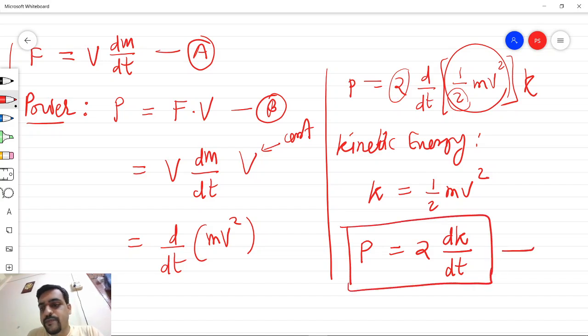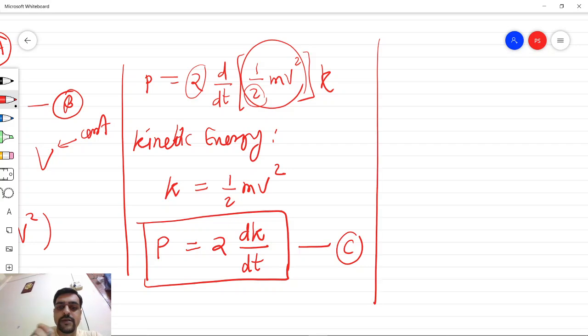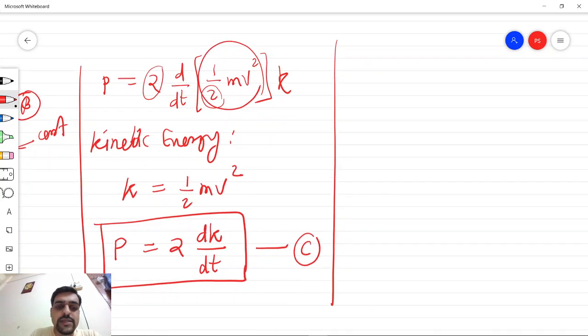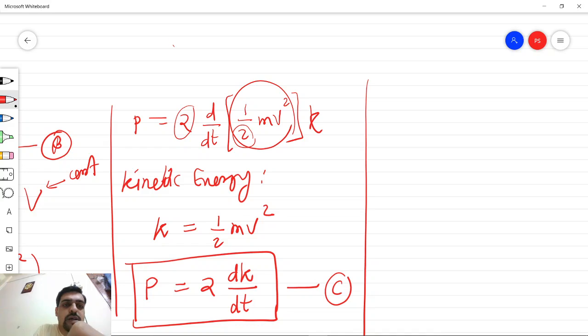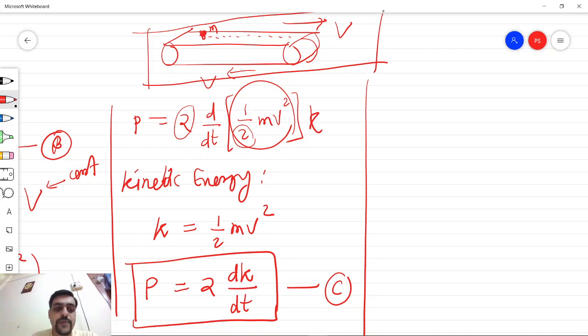And this expression is a bit tricky because if we compare this with the ordinary case where the mass is not changing or the mass is constant, remember that in case of a conveyor belt, which is moving with velocity v, the mass m is continuously getting added to the system. So the mass of this system is not constant, but it is variable. So for this particular case, we are getting this result.